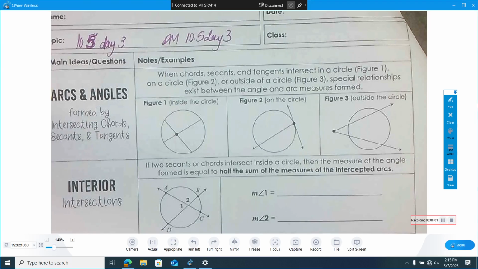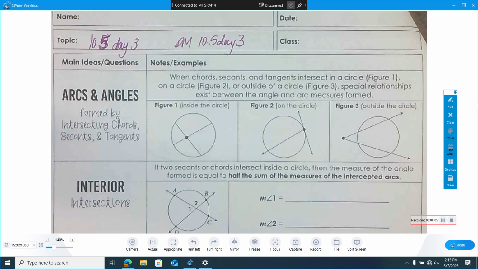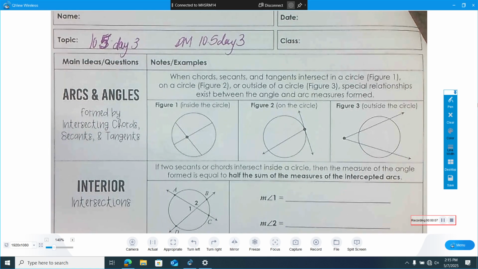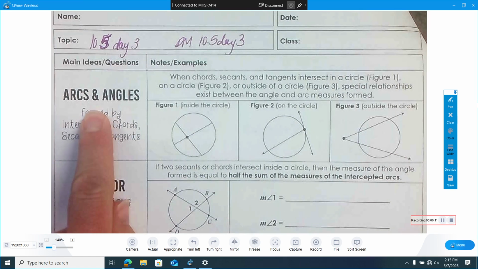7.5, day 3 today. We spend quite a bit of time on this stuff. Today is not too bad. We are talking about the intersections of arcs and angles.